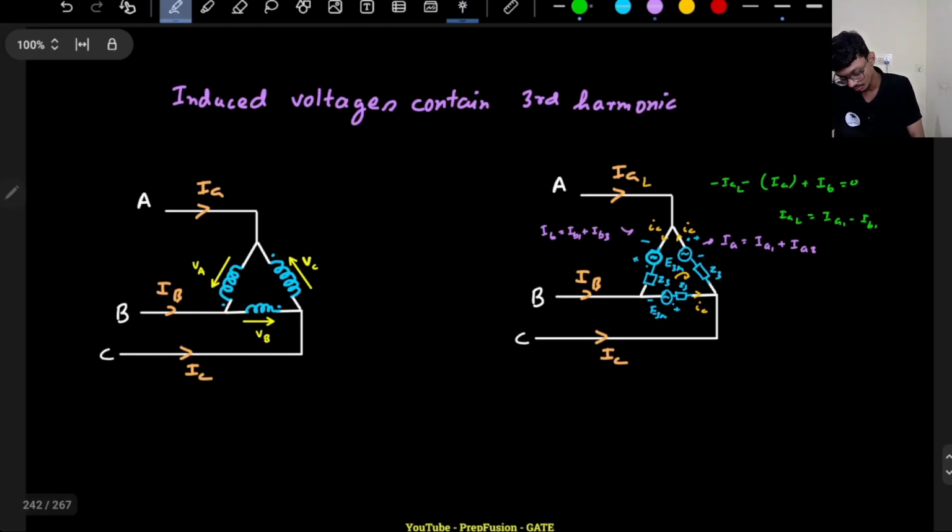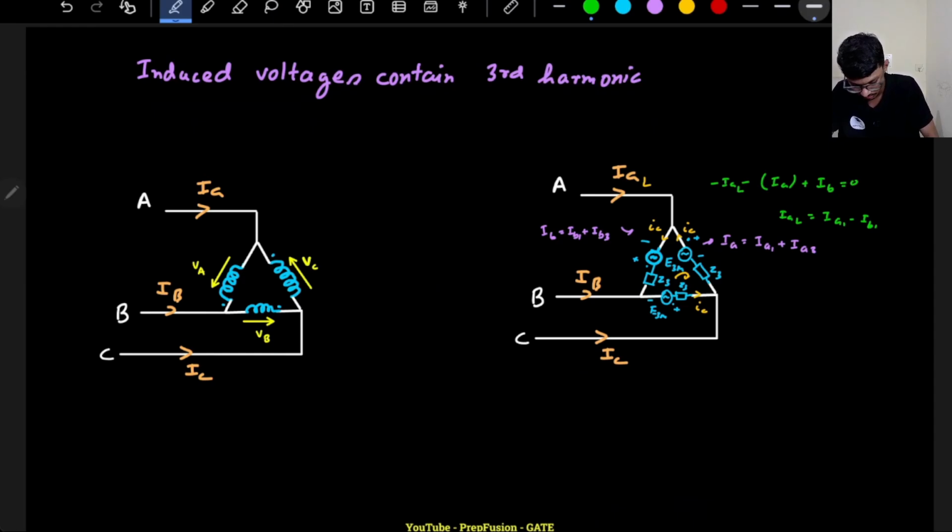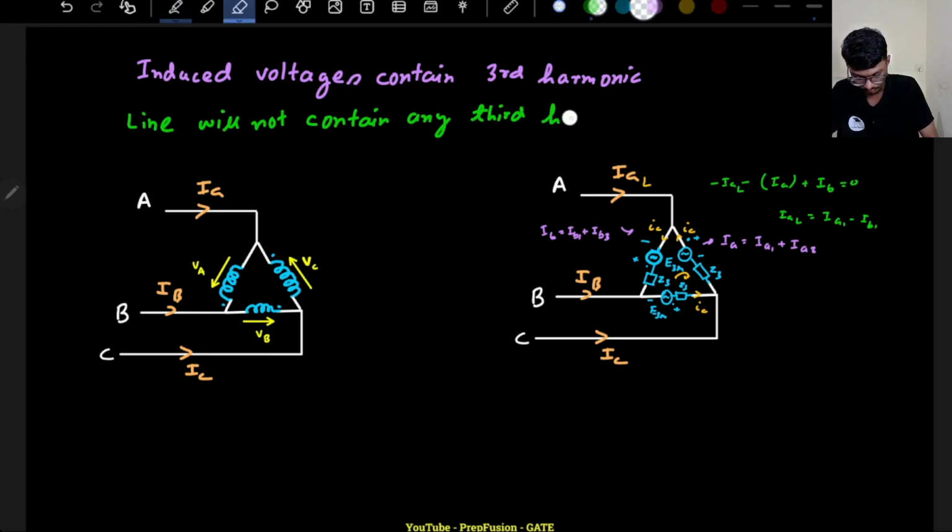So the conclusion is, line will not contain any third harmonic current. Line will not contain any third harmonic current. That's it.